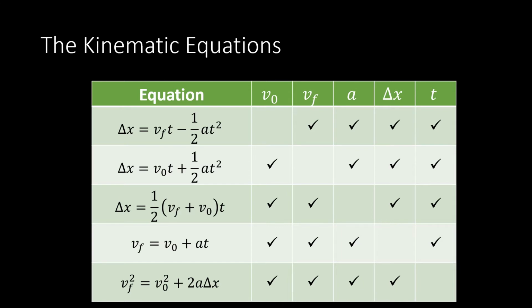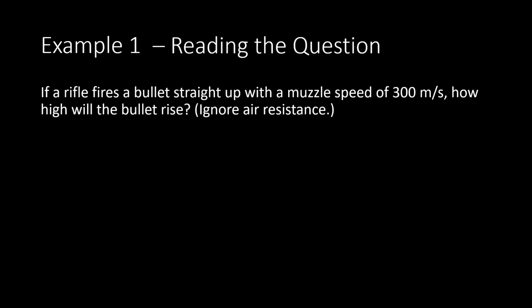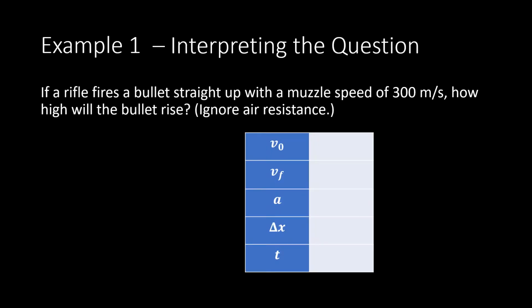Let's demonstrate that now. Example 1. If a rifle fires a bullet straight up with a muzzle speed of 300 meters per second, how high will the bullet rise? Ignore air resistance. When solving these types of questions, I like to start by setting up this table. The first step is to populate the table with the things that we know.